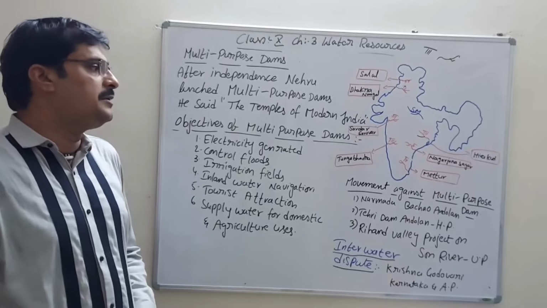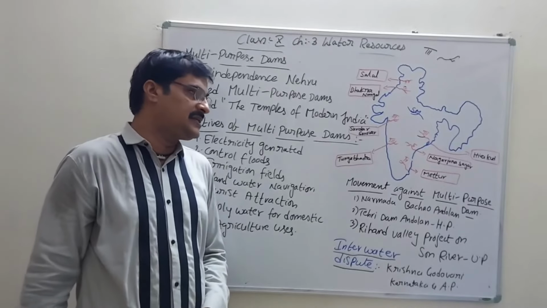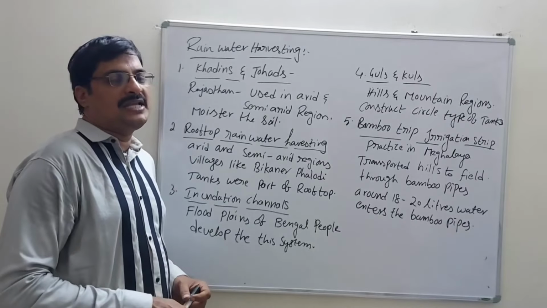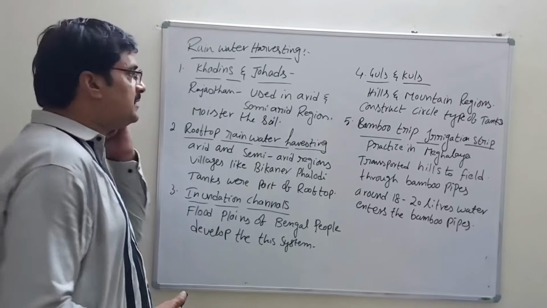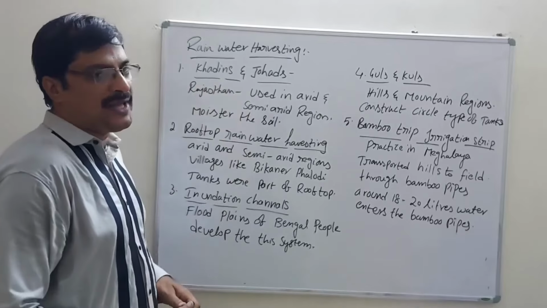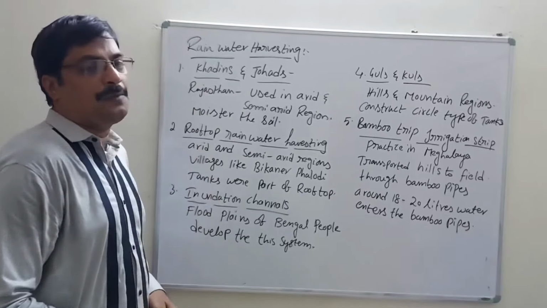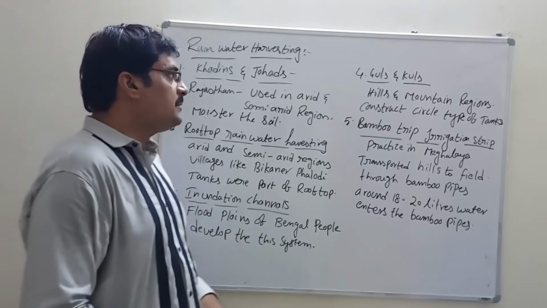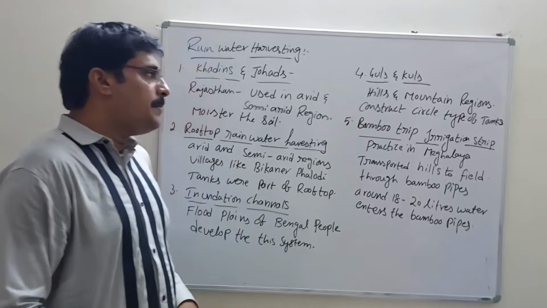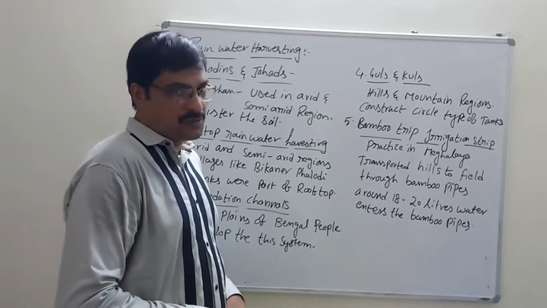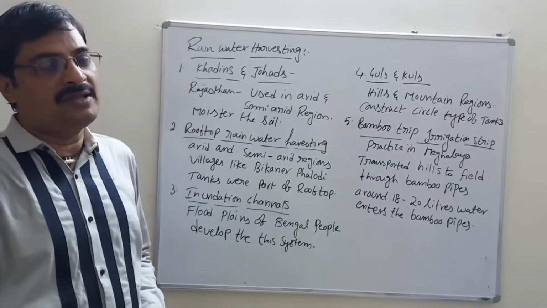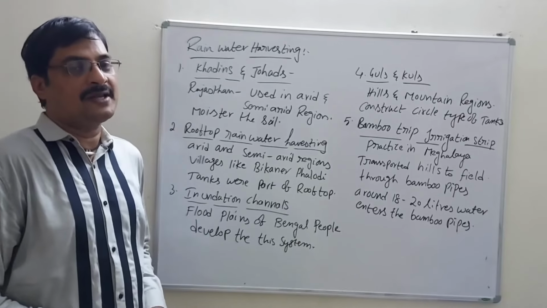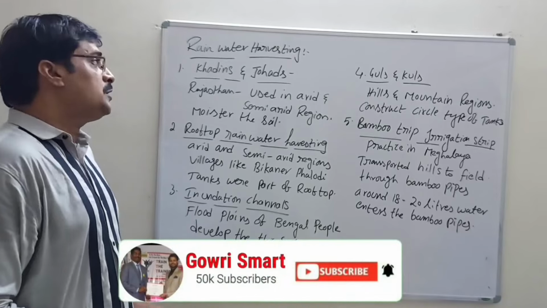Next, we have one more topic: rainwater harvesting. There are five methods used in our country. The first is in the Kandins and Jodas, then rooftop rainwater harvesting, inundation channels, gulls and kulls, and bamboo drip irrigation. These are the five methods used in different areas for rainwater harvesting.